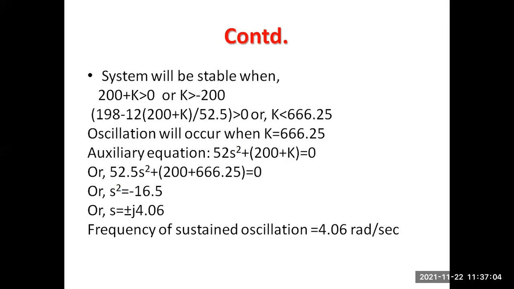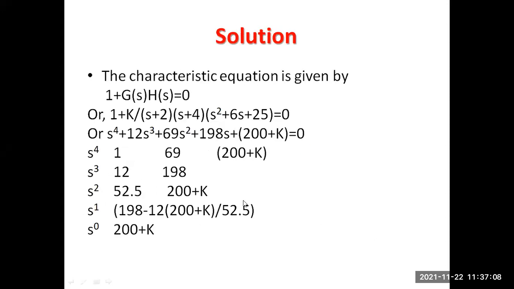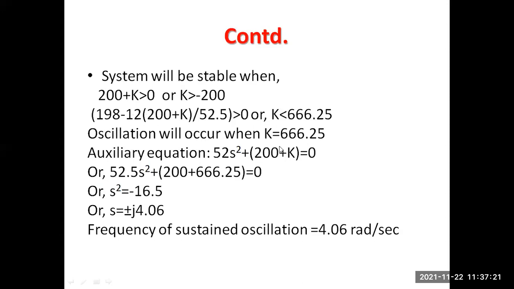Now we need to form the auxiliary equation. How do we form the auxiliary equation? We take the row above this particular row, that means the s square row: 52 s square plus 200 plus K equal to 0. K is for the sustained oscillation, it is this value. So we substitute this, and s equal to plus minus j 4.06. So the frequency of the sustained oscillation will be 4.06.